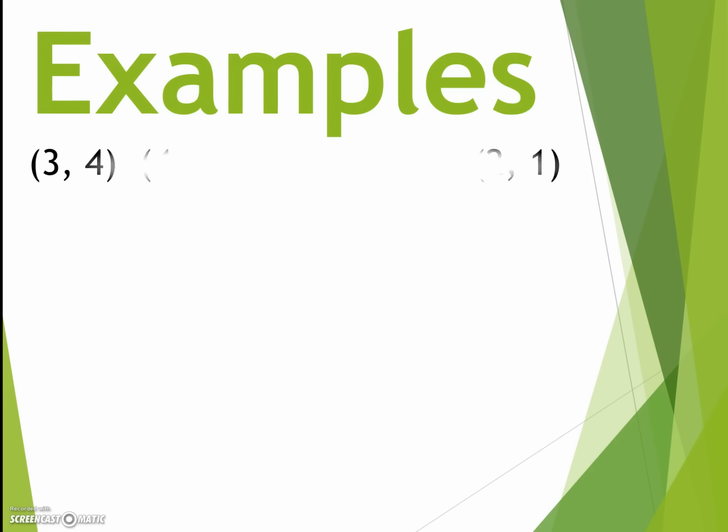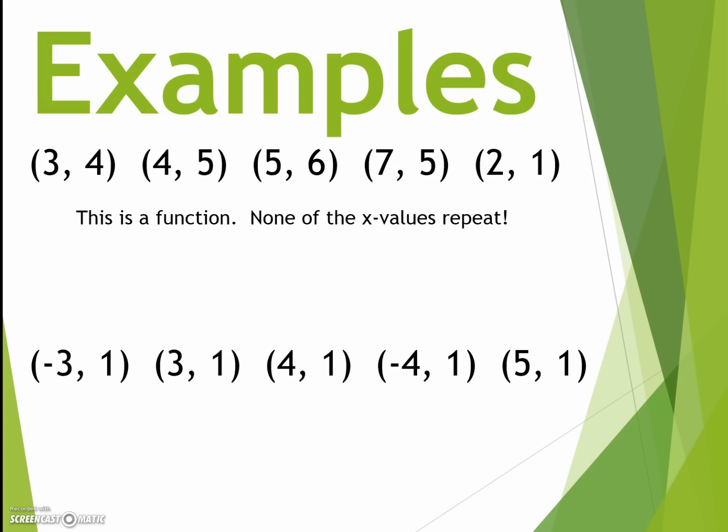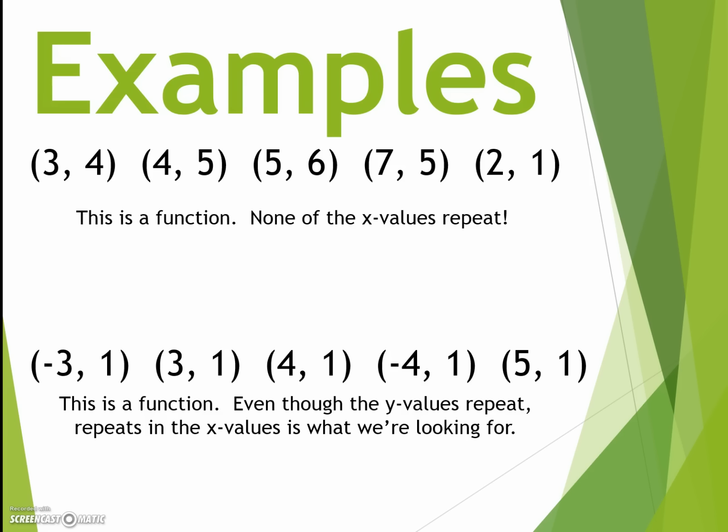The other way we can look at it is a list of coordinates, such as this. It's like a table, but it's written out left to right. So you can see if you're looking at the x values, 3, 4, 5, 6, 7, and 2, they're all different x values. None of them repeat, therefore it is a function. So here's another one. Note how all the y values are 1, but that's okay because that represents the range. The thing that cannot happen is repeated values in our domain. It's okay to have repeated y values, just not repeated x values.